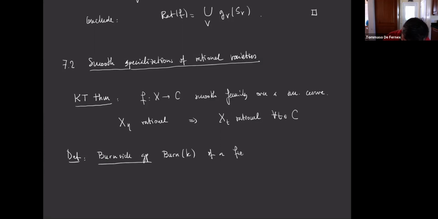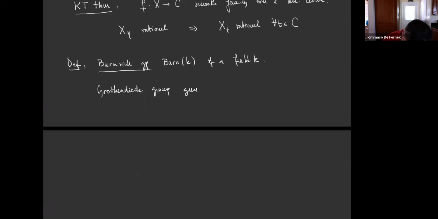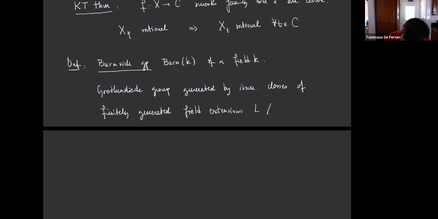Of a field. Okay, so this will be the Grothendieck group generated by isomorphism classes of finitely generated field extensions L over the ground field, which is K, over the given field K.